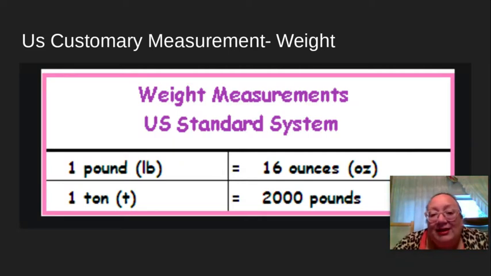So from lightest to heaviest, we have ounces. Ounces would be our smallest unit, then pounds, then tons. So we only have to worry about those 3 units for weight, which makes life a lot easier. And all you have to remember is ounces lead to pounds, which lead to tons. The abbreviation for pound is LB. The abbreviation for ounce is OZ. And the abbreviation for ton is T.